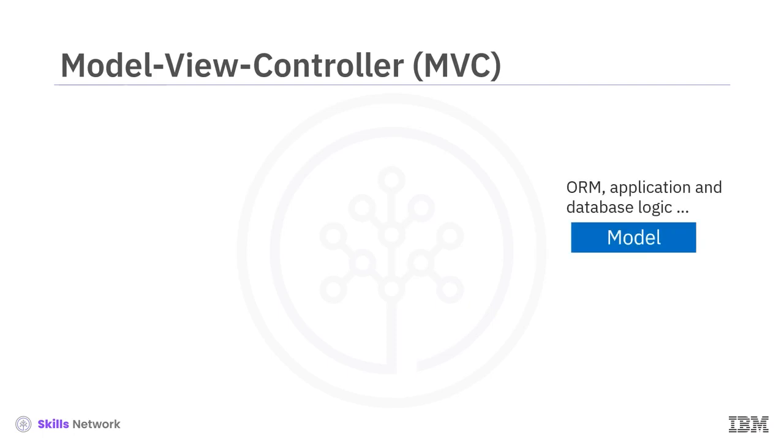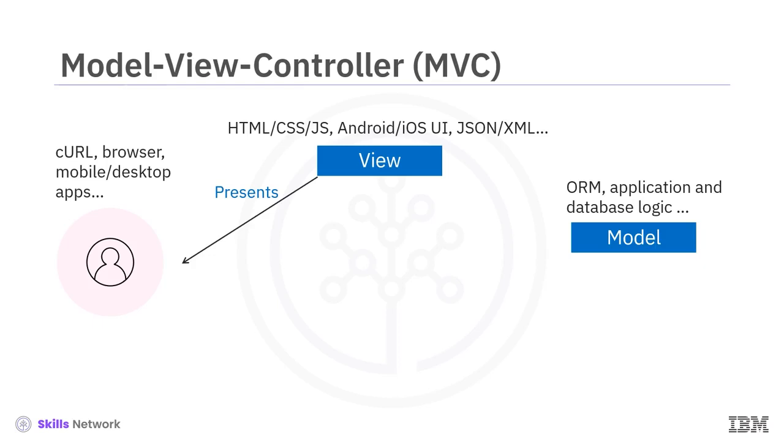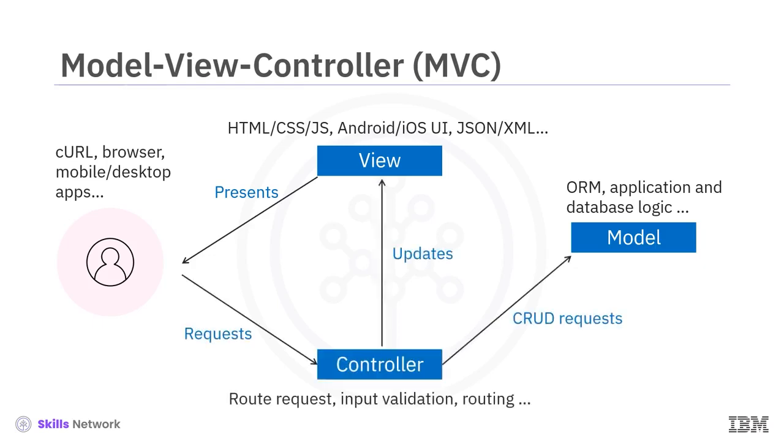Model accesses and manipulates data but does not present data. Model may have database interfaces such as SQL or ORM, and it may use business logic to process raw data. View presents data in various forms, such as visual elements in a web page, a mobile app user interface, or as JSON/XML format. Controller coordinates between model and view. It routes requests, processes input, requests data CRUD from model, and updates view.